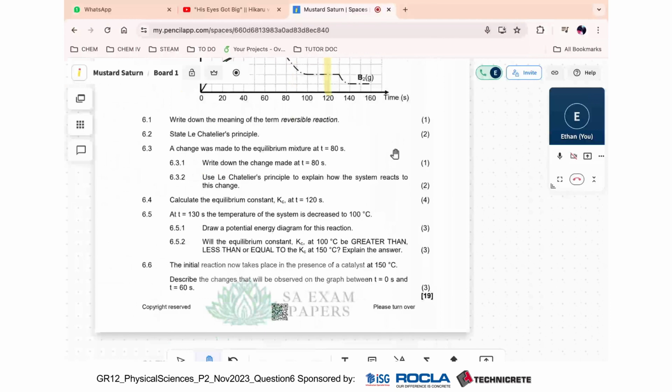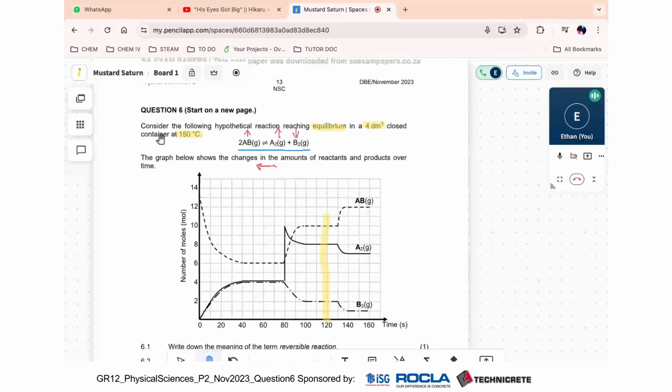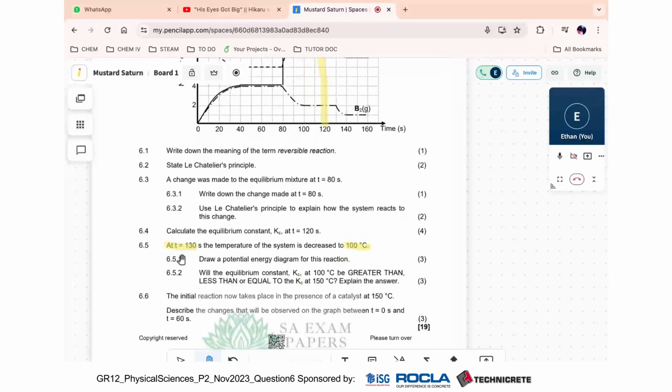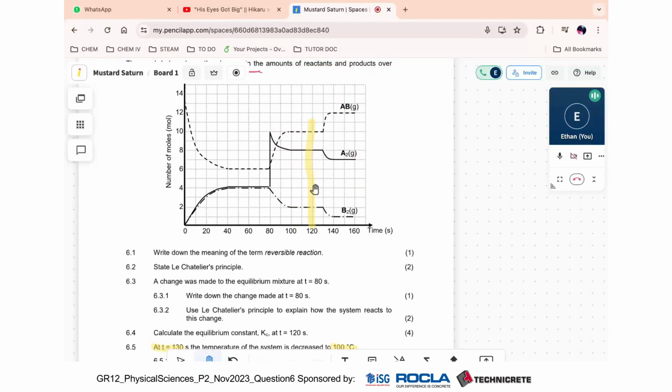So question 6.5. At t equals 130, the temperature of the system is decreased to 100. Okay, some interesting information. If I can just highlight this neatly. So we can see, okay, something has happened here because initially when we started the reaction at t equals 0, the temperature was 150. We then added some more of A, the reaction kept happening. And then at t equals 130, so somewhere along here, the temperature changes.